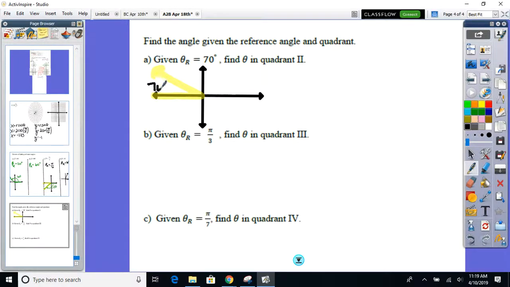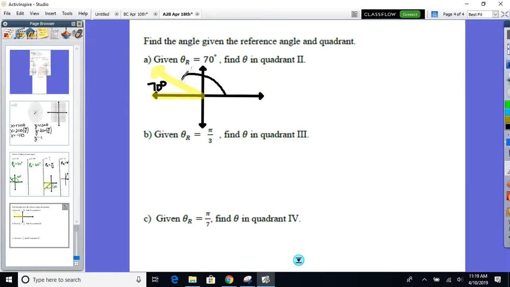70 degrees. I need to know what the original angle was. Reference angle 70 in the second quadrant. What was my original angle? We can do a little math here, right? Nice little Wednesday. So it's 110 degrees.